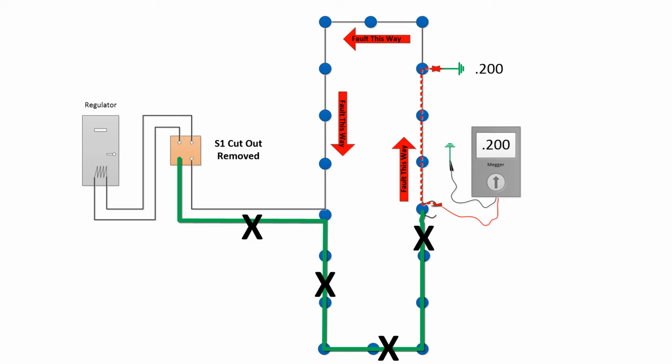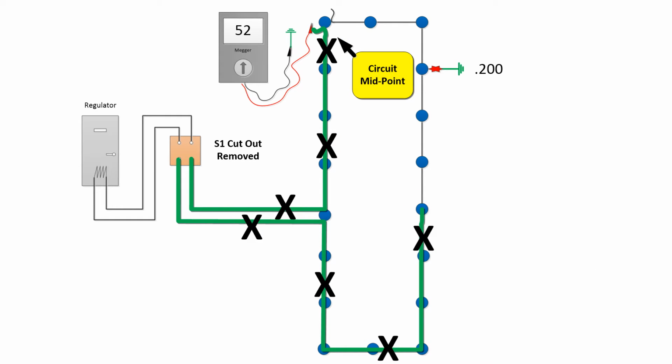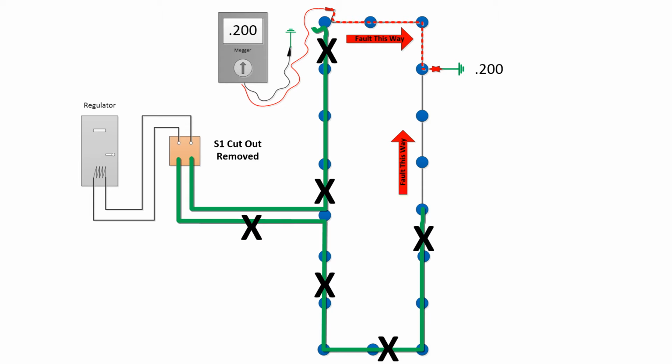So now with the S1 cutout removed, we know that the fault is somewhere in the upper half of this circuit, and we have essentially eliminated 50% of the circuit by making one test. The next move is to move in the direction of the fault and go to the midway point and split the circuit again. Check both directions. By doing this, we're able to eliminate about 75% of the circuit with only two tests. So now we know the fault is in this quarter of the circuit.